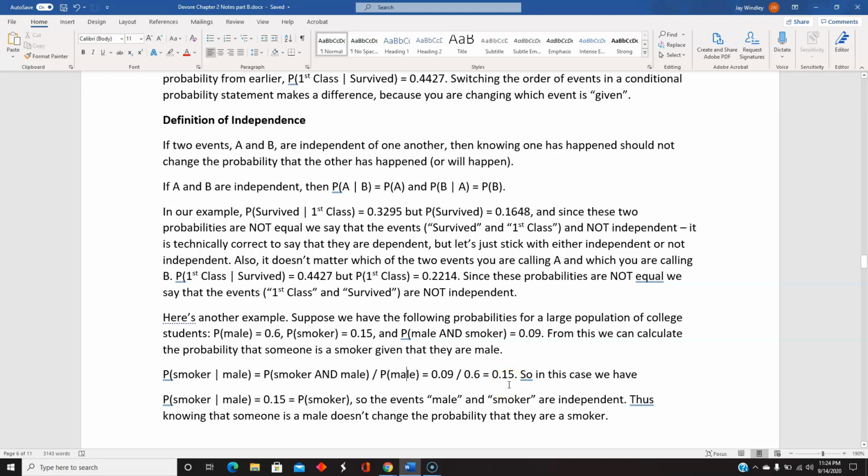So you see that the probability of smoker given that the person is male is equal to 0.15, which is also the probability that the person is a smoker. So the events male and smoker in this case are independent, because smoker given male is the same probability as smoker.